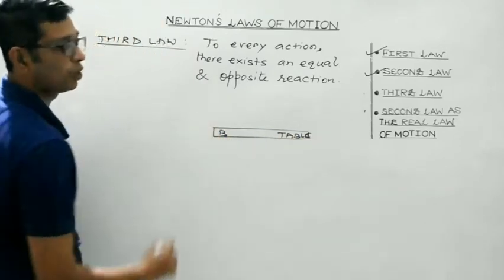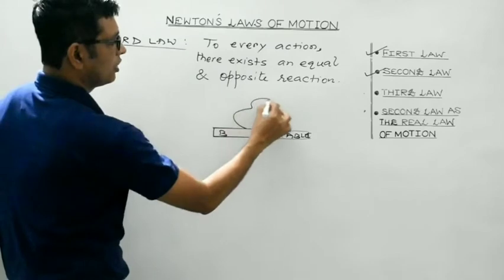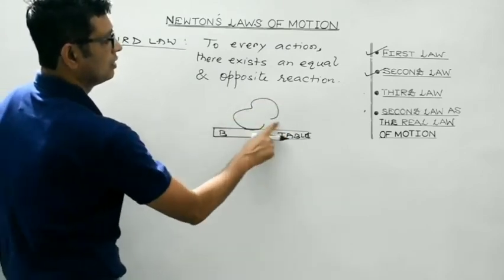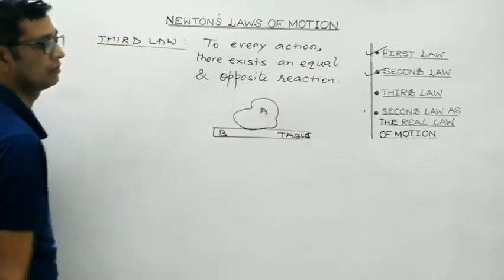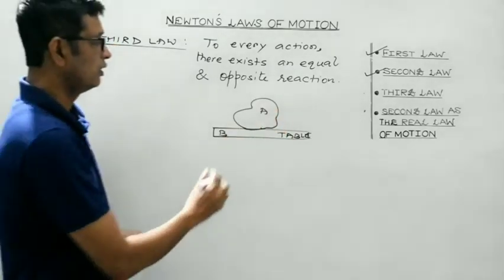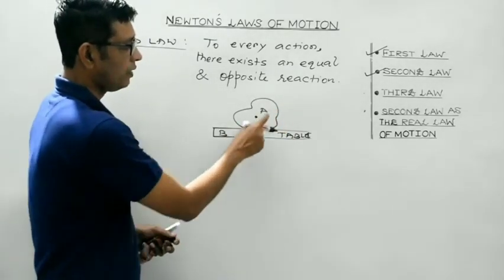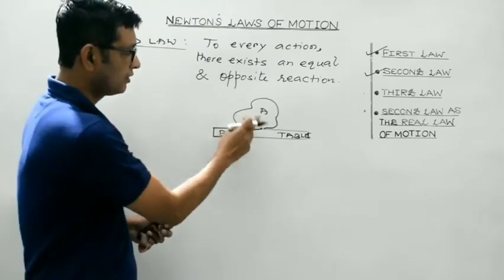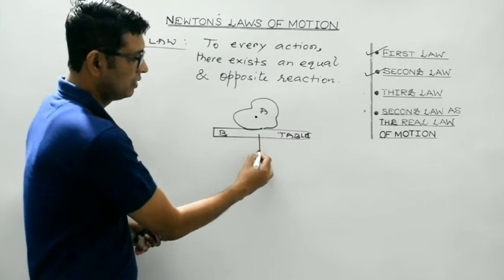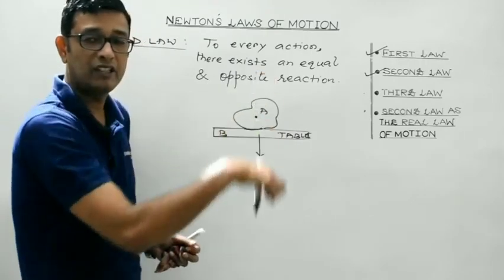Suppose consider it to be body B, and a body is placed over here. This is a body placed over here. This is body B. Is it clear, students? Now, obviously, this body A, due to its weight, will exert a force on the table. It will exert a force on the table in the downward direction.